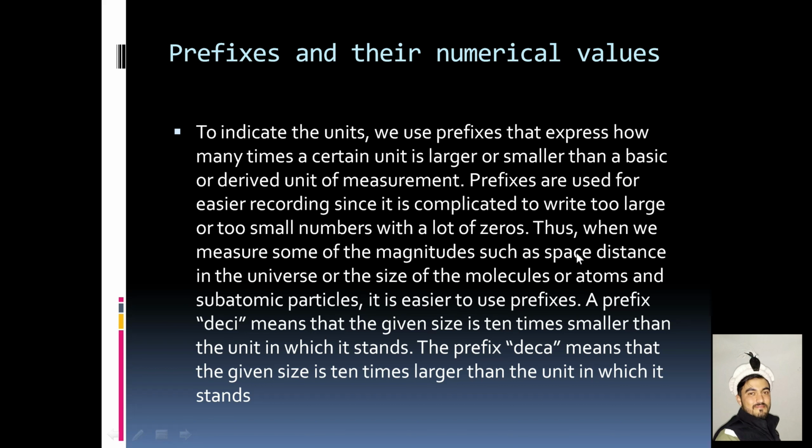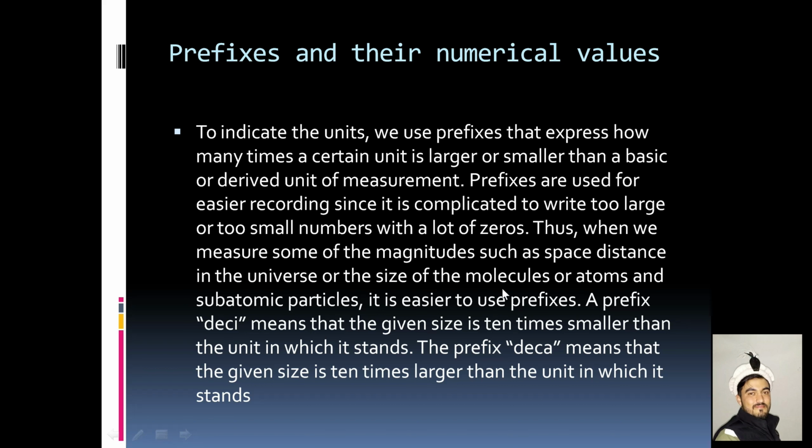Take this example: space distance in the universe is a very large quantity, while the size of molecules or atoms are very small quantities, and then we have subatomic particles. So it is easier to use prefixes for these large space distances in the universe or the size of molecules.